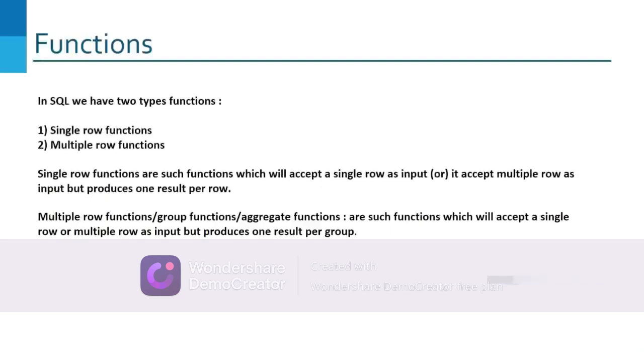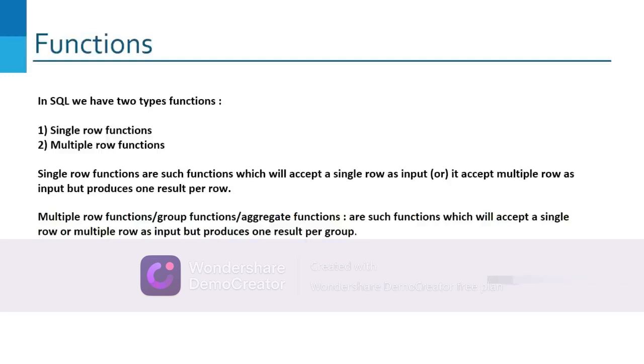So now we are in our next topic, which is functions. Let's understand what the functions used in Oracle are, to make our work easy and to write our queries easy, right? Before moving into each of the functions, we should understand that there are 2 types of functions. One is the single row function and the other is the multiple row function, right? In SQL, these 2 functions are basically used. What is the meaning of single row, and what is the meaning of multiple row? We can understand by the name itself. Single row means the function accepts a single row as input, or accepts multiple rows as input but produces one result per row.